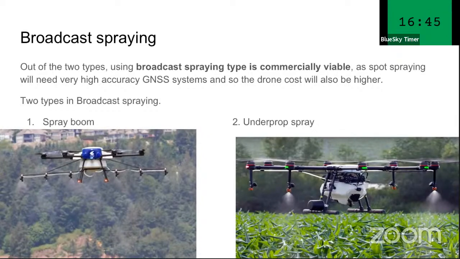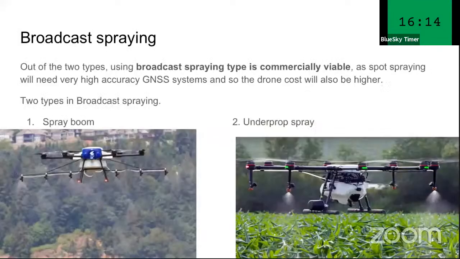So this has to be able to locate the drone where you want, and therefore the cost of it will be higher. So there are again two types of broadcast spraying. One of them is using a spray boom, like the left-hand side picture. The other one is the other one, although we have a boom, we have these underprop sprays which are coming down all the way near the crop. You can see those downcomers from the boom that are being used, right?